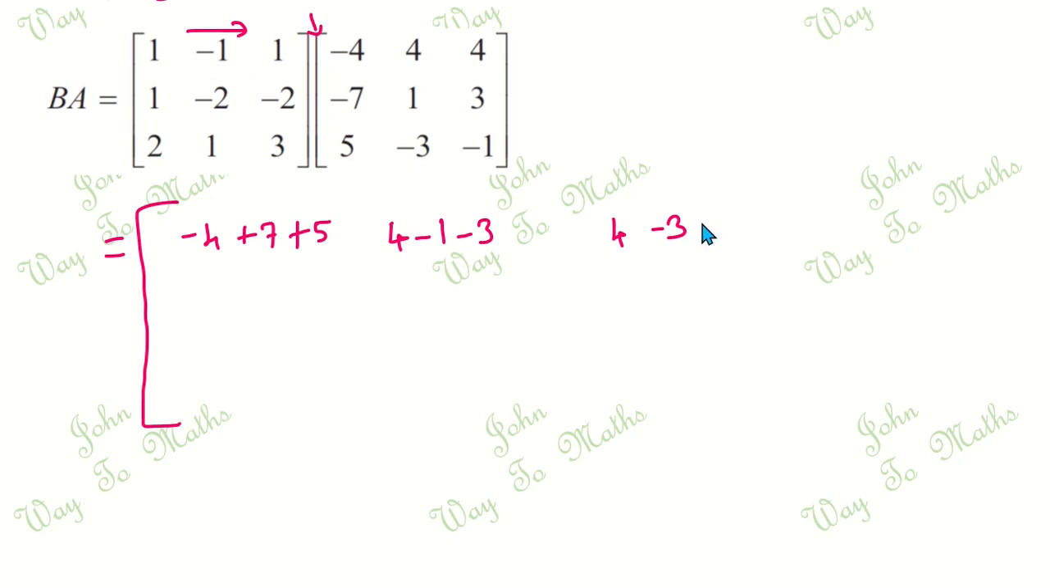Then second row multiplied by first column, so 1 into minus 4 becomes minus 4, minus 2 into minus 7 becomes plus 14, minus 2 into 5 becomes minus 10. Then second row multiplied by second column, 1 into 4 becomes 4, minus 2 into 1 becomes minus 2, then minus 2 into minus 3 becomes plus 6. Then second row multiplied by third column, 1 4s are 4, then minus 2 into 3 becomes minus 6, then minus 2 into minus 1 becomes plus 2.